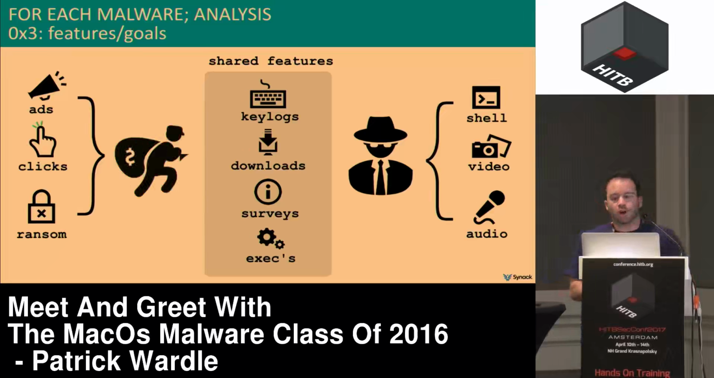For each specimen, we'll also talk about its features or goals. We'll try to identify what the malware was created to do. Now, there's basically 2 main classes of malware. There's malware that's created by cyber criminals, and then there's malware that's created by nation states. The malware created by cyber criminals is interested in pretty much money. So it's going to have features such as displaying advertising, perhaps ransoming your files, etc. While malware that's created by nation states is going to be more about gathering information, surveillance, those kinds of things. So it's going to have capabilities like monitoring your webcam, possibly capturing keystrokes, etc.